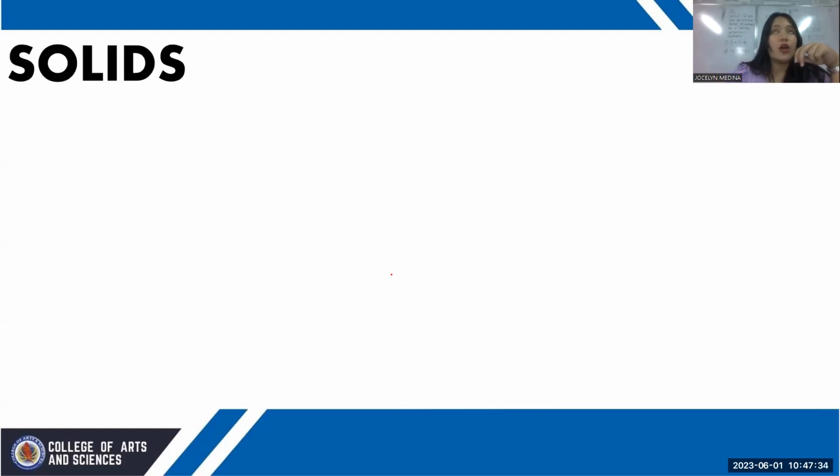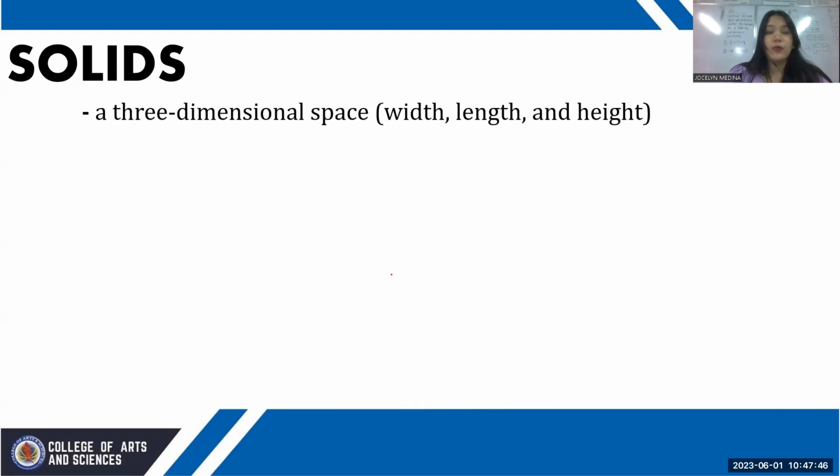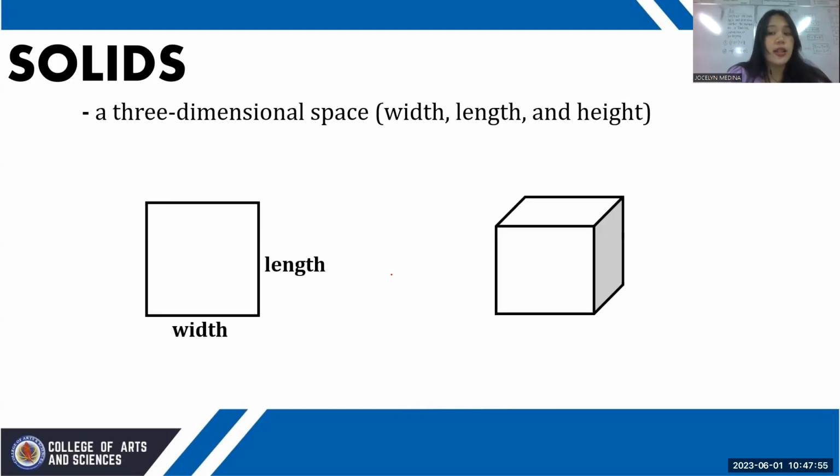Kanina, when I talked about polygons, I said that they are simpler than your solids. They are easier than your solids, which is true. Kasi when we talk about solids, very different from your pentagon. Polygons are two-dimensional figures. Solids, they are three-dimensional. So, dun pa lang, nagkakatalo na yung difference nila.